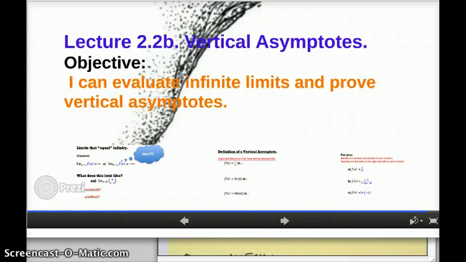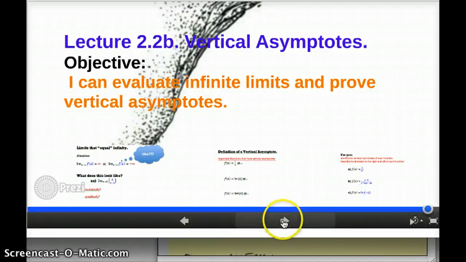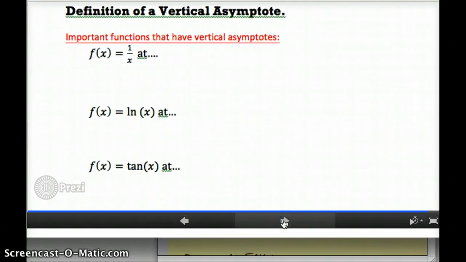This is the second part of lecture 2.2b. We're going to do some examples. So we just talked about the definition of a vertical asymptote, and we saw that it was related to a certain type of limit at infinity. And you should have just written down these three functions, and you need to memorize that these three functions all have vertical asymptotes. And the good news is if you can remember these three, you've basically got your bases covered. You're probably going to recognize most other functions that have vertical asymptotes because they're really kind of variations on these.